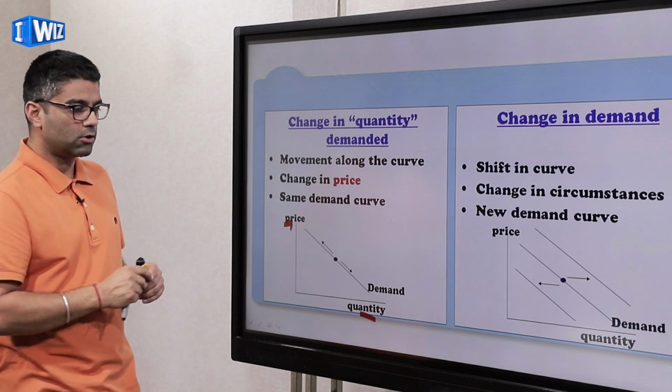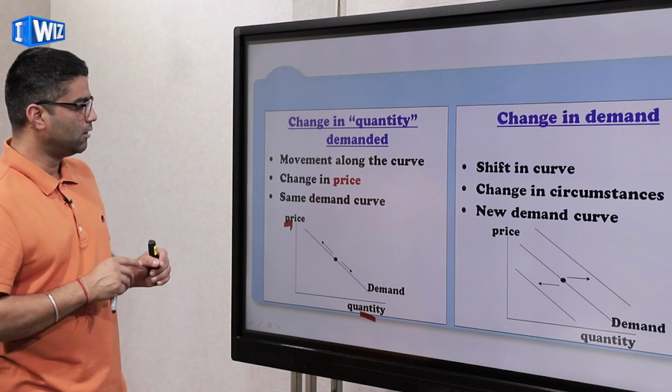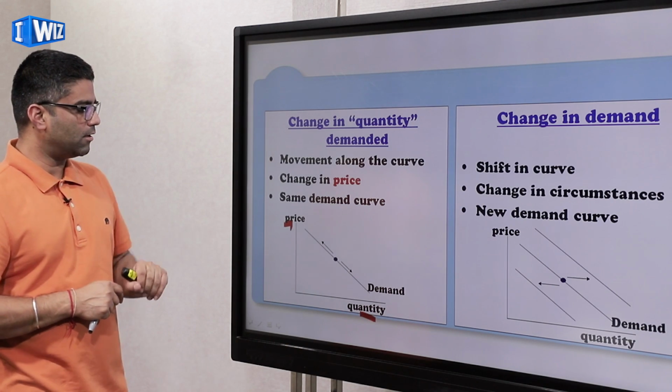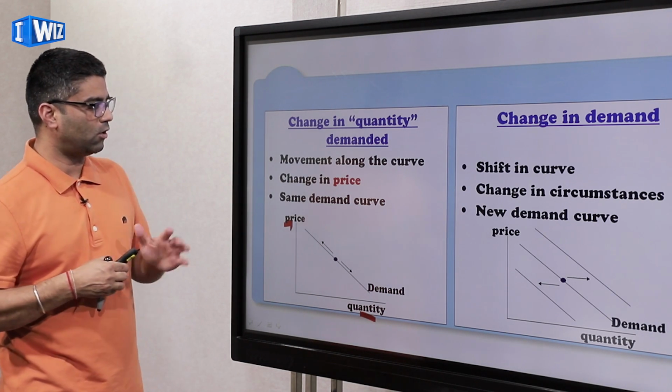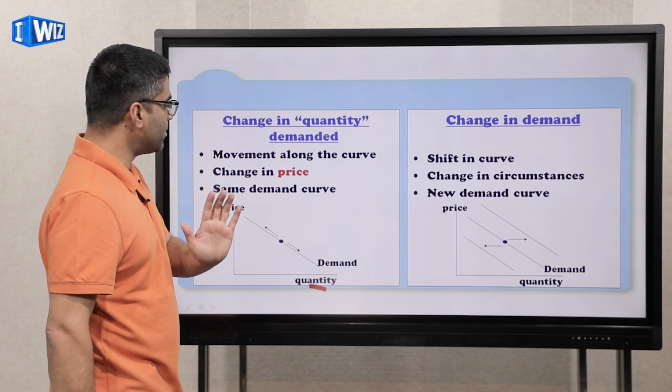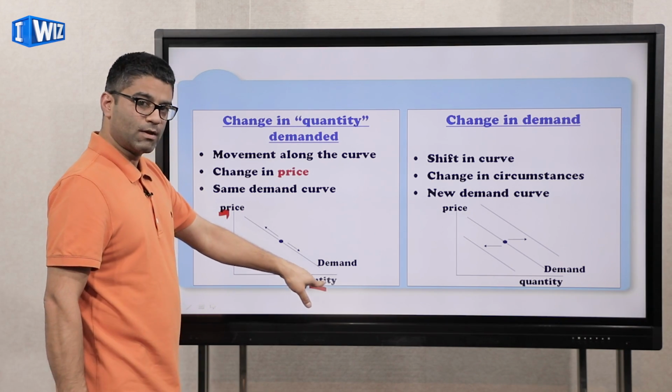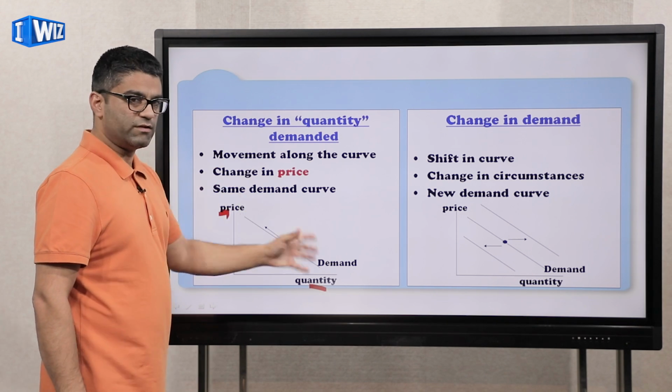So this is a very important concept, and students often make a mistake here because they forget whether we should be moving along the demand curve or we should be moving the demand curve altogether. And again, an easy way to remember it is whatever good you're looking at, if the price of that good changes, you always move along the demand curve.